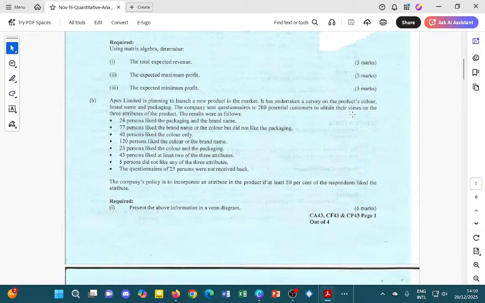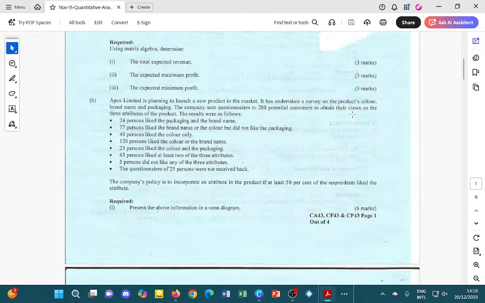43 persons liked at least two of the three attributes. So 5 persons did not like any of the three attributes, and the questionnaires of 25 persons were not received back. So the company's policy is to incorporate an attribute in the product if at least 50% of the respondents like the attribute. So here we have three attributes to deal with, and required first question is present the above information in a Venn diagram.